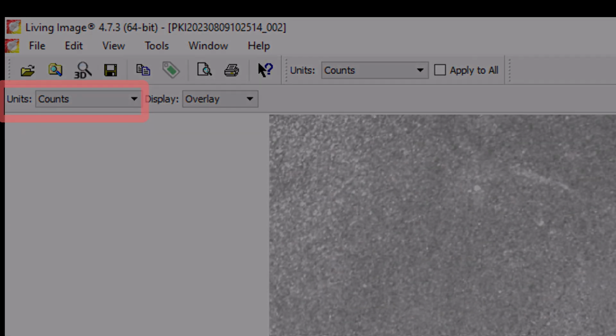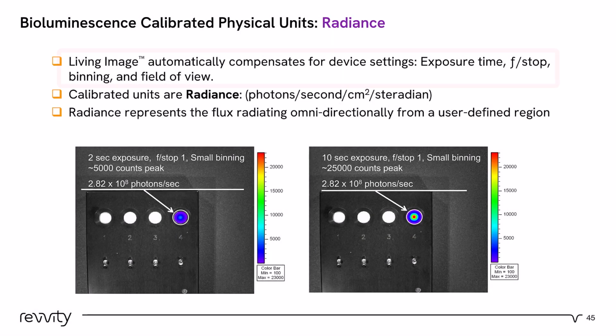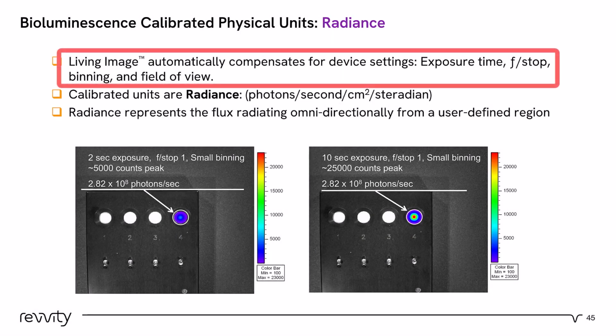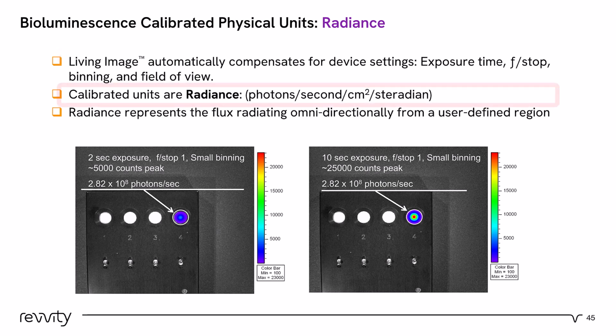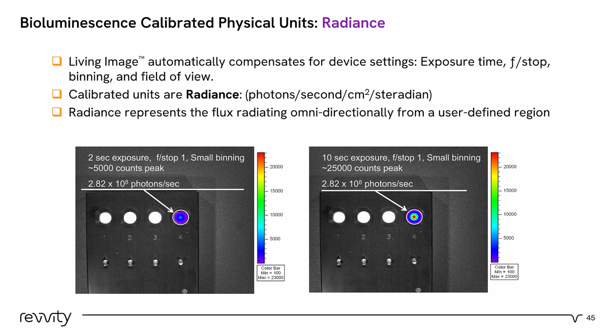It's a great indicator of image quality. Counts will answer the question, do I have enough signal for accurate quantification? To compare datasets, we must account for acquisition adjustments, including exposure time, f-stop, binning, and field of view. The calibrated unit of radiance is photons per second per centimeter squared per steradian. Radiance accounts for these changes in acquisition parameters and normalizes images for comparison.